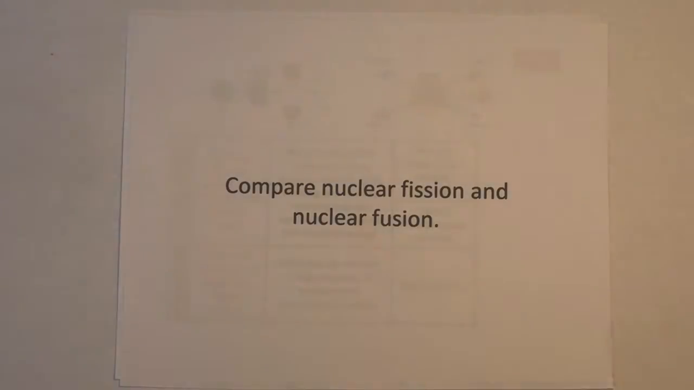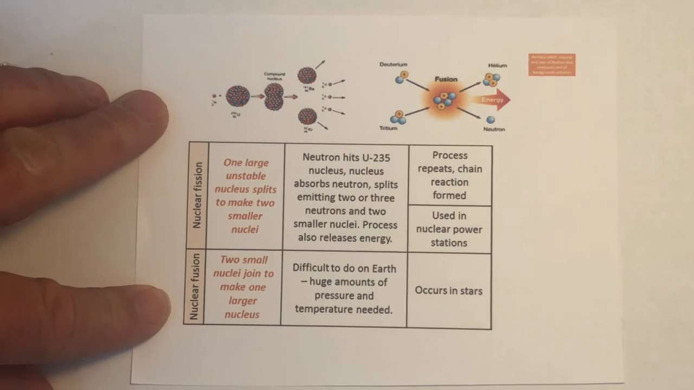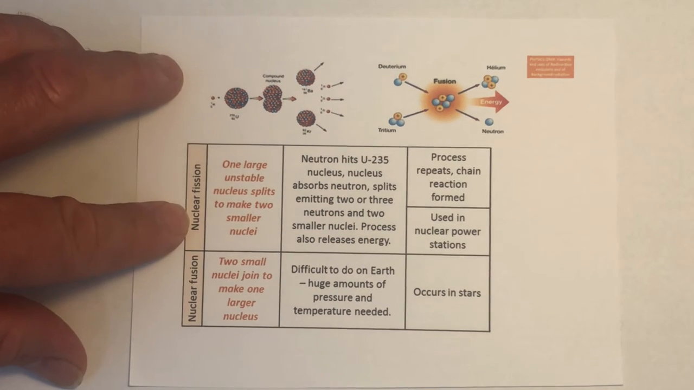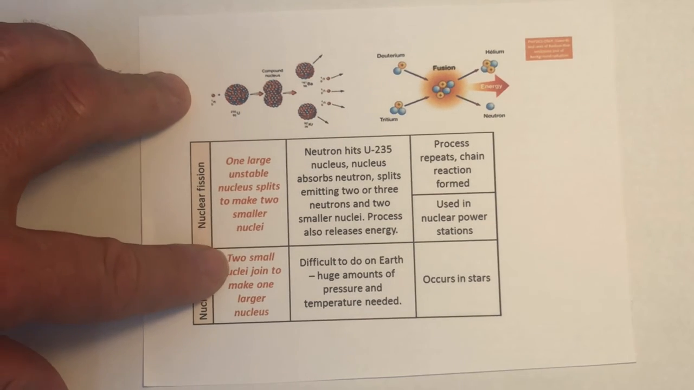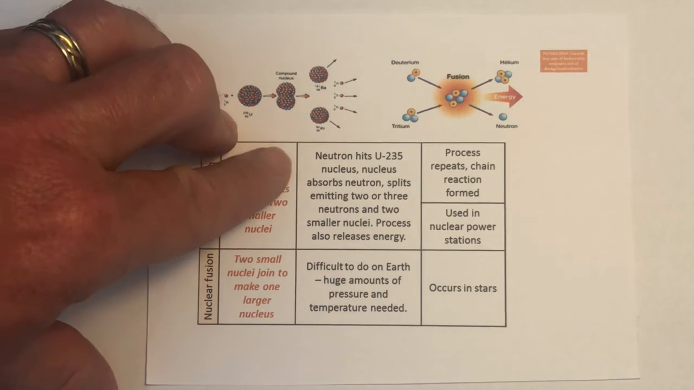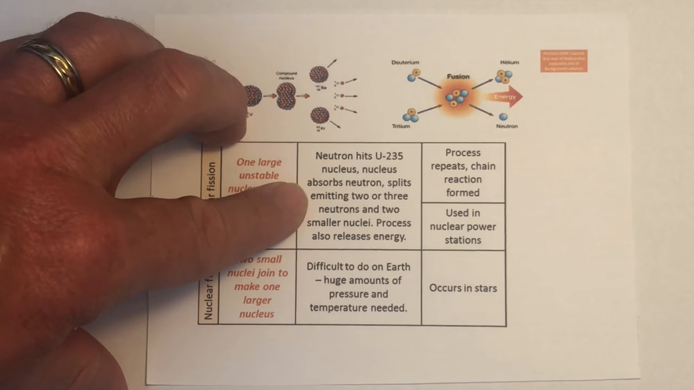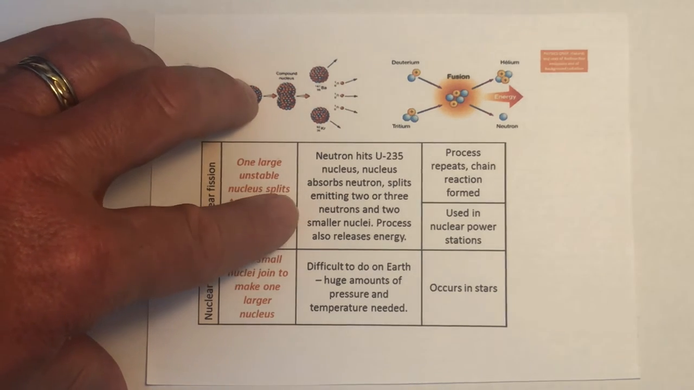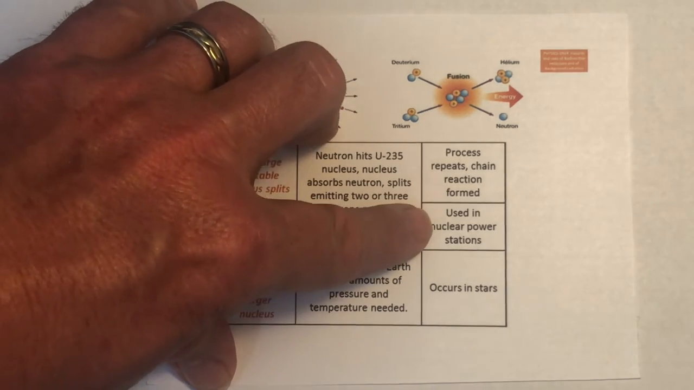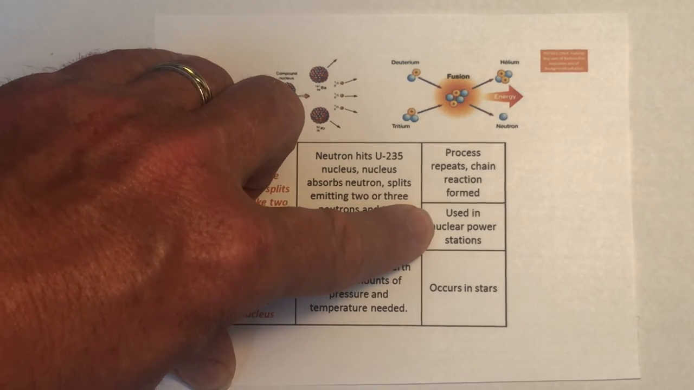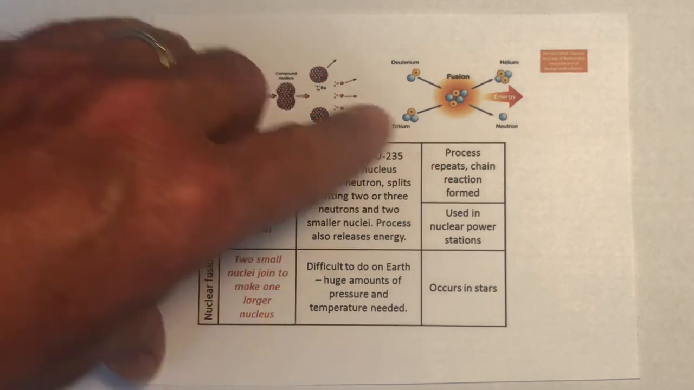So, compare nuclear fission and nuclear fusion. Nuclear fission and nuclear fusion both give out energy. Nuclear fission is when one large unstable nucleus splits to make 2 smaller nuclei. The neutron hits uranium-235 in the nucleus and it absorbs neutrons, splitting and emitting 2 or 3 neutrons. This process gives out energy, and it's used in nuclear power plants. If it's left uncontrolled, it will do a chain reaction, which is basically what a nuclear bomb is.